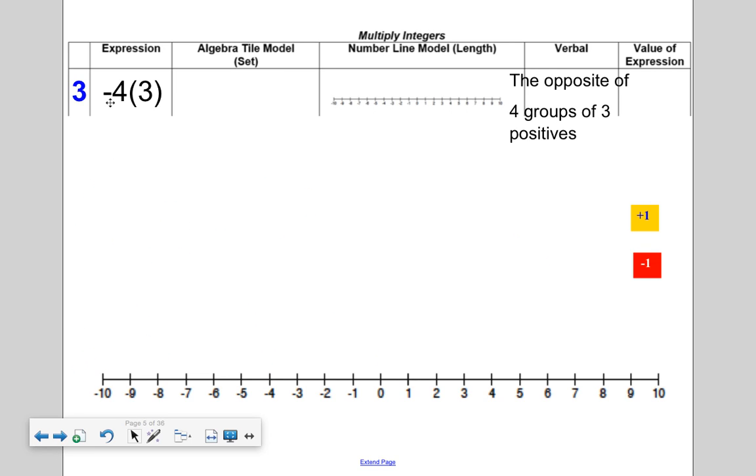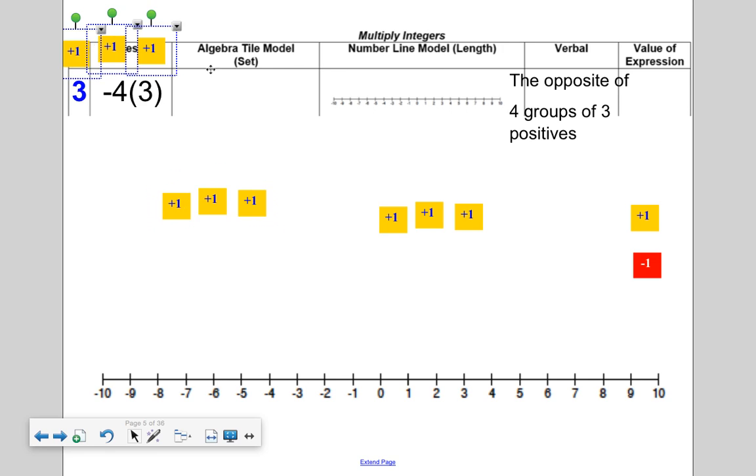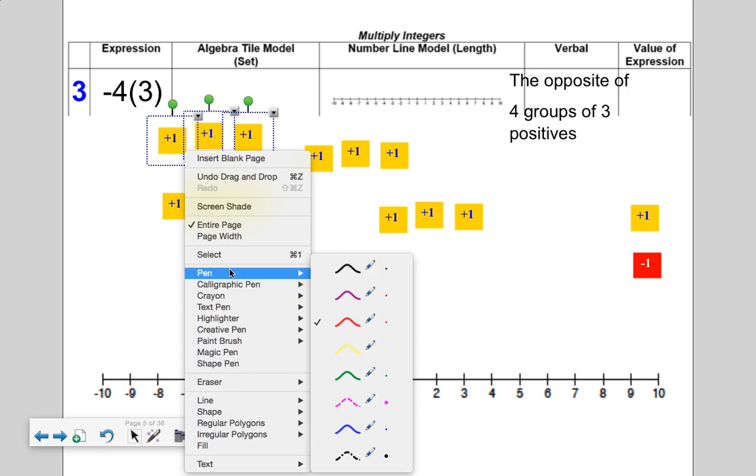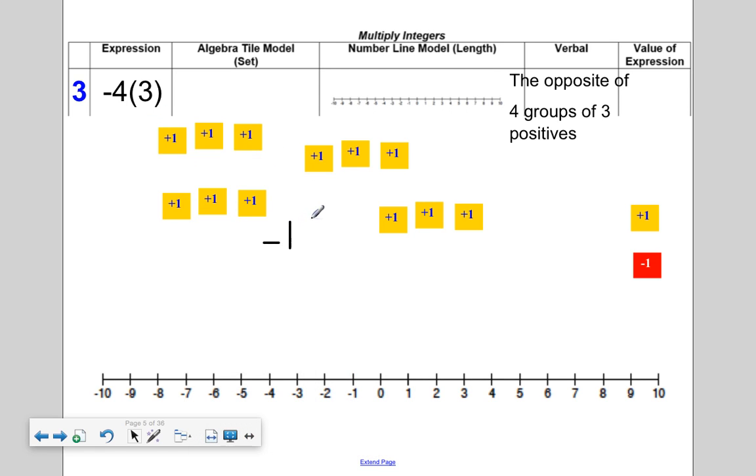Now, what happens if you have a negative on the outside? It's saying you do the opposite of. So 4 times 3. If we have 4 groups of 3, here is one group of 3. Here's our second group of 3. Here's our third group of 3. And here's a fourth group of 3. What is the opposite of 12? The answer would be -12. So that is the answer, -12.